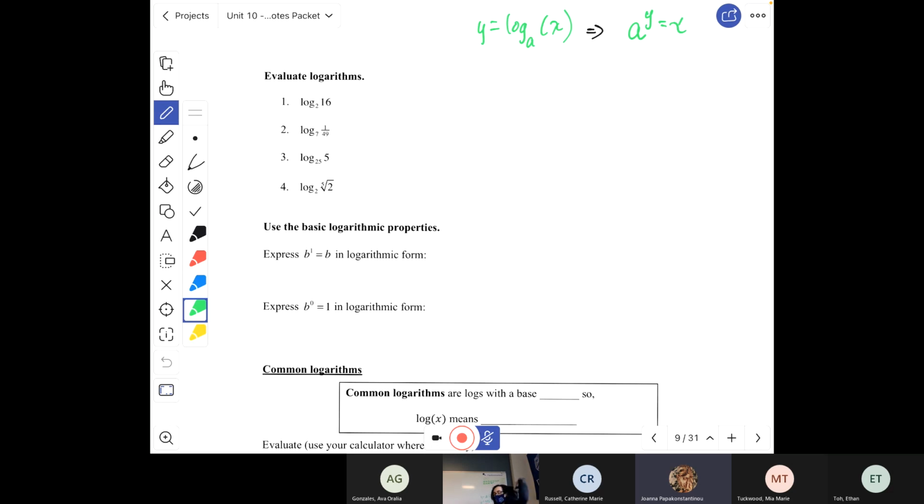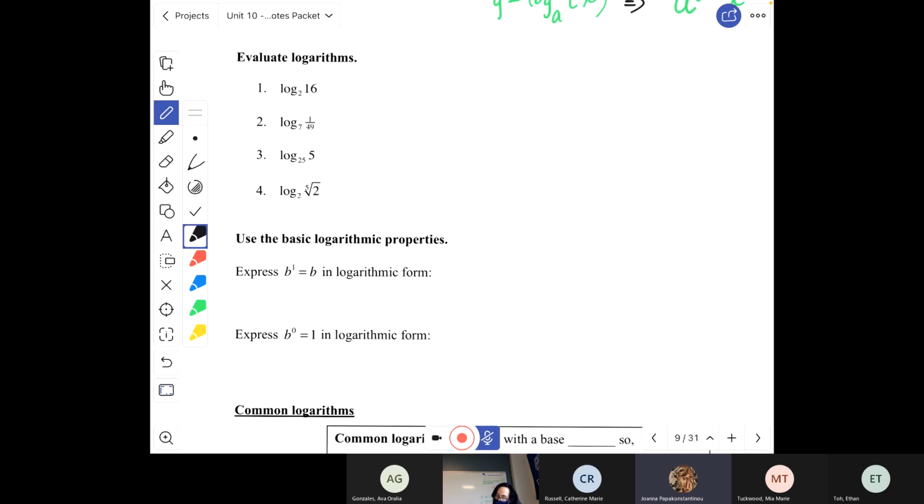So there's a couple of different ways I can approach evaluating these logarithms. I could, if I wanted to, set each of these equal to x, rewrite it in exponential form, and just kind of figure out what x is. So let's try that in the first example. So if I were to set that equal to x, because that's what I'm trying to figure out, what that equals. Can I rewrite this in exponential form? What would it be?